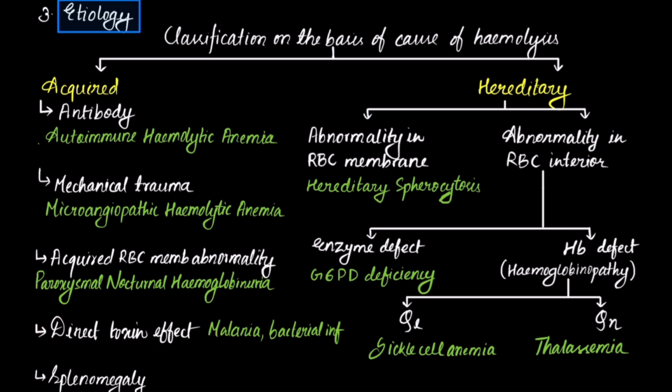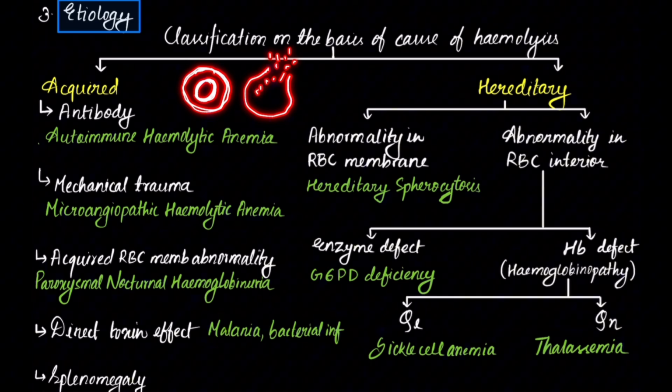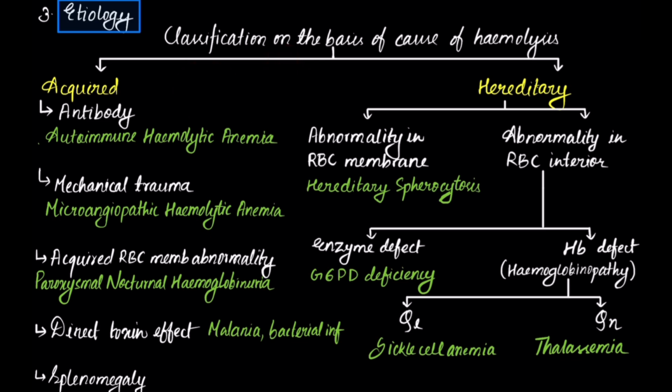For example, in malaria, there is parasite within the RBC. The RBC gets broken with the release of hemozoin toxin. So this is how RBCs get destroyed in malaria or splenomegaly.